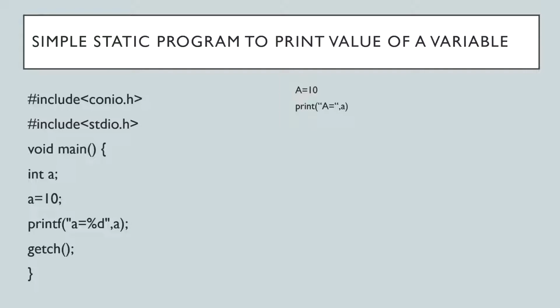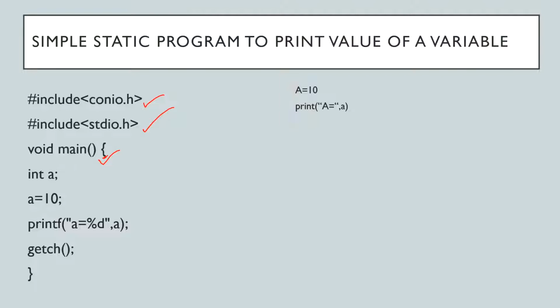So here you see a simple static program to print the value of a variable. Simple one. One variable we are taking and we'll print its value. One thing you see here: first, I need to declare the header files in C. So I have declared them accordingly. Two header files we need to declare. Here you see void main.